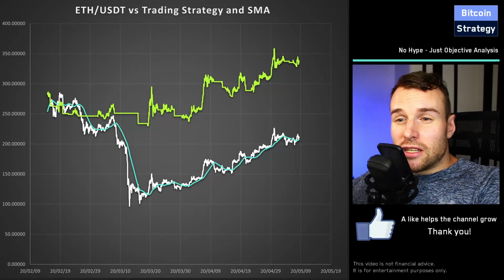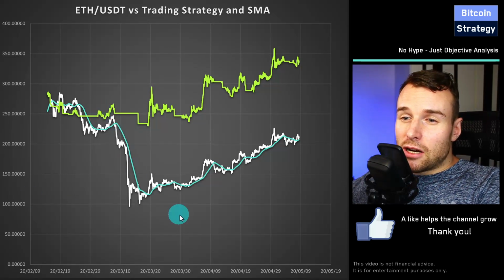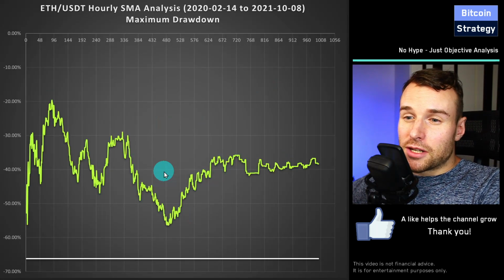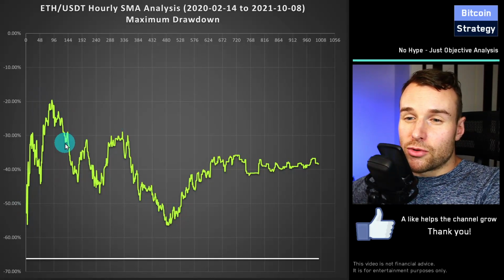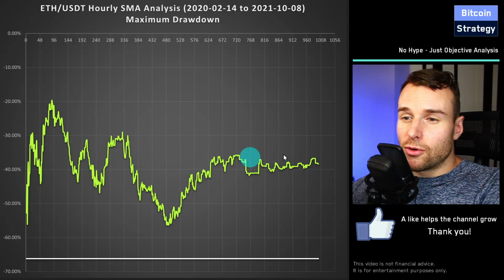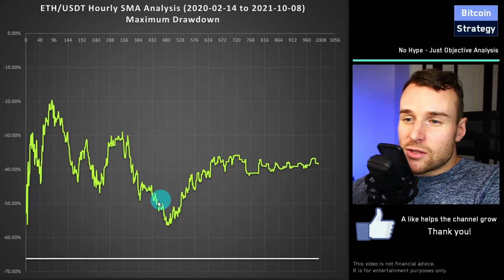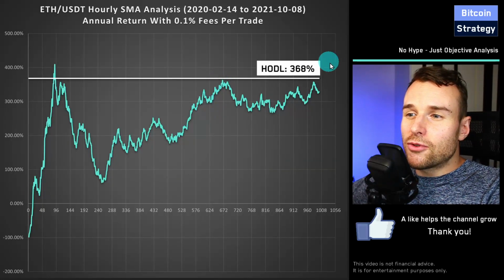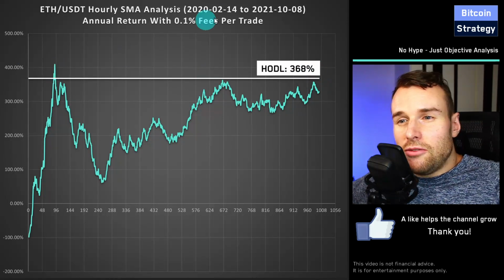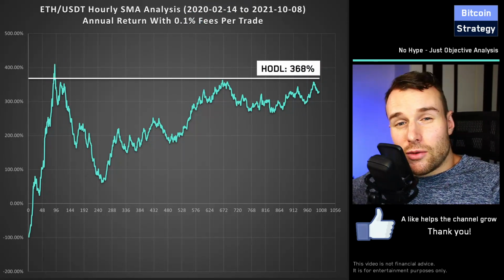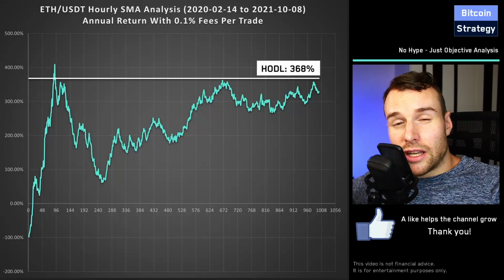So by not being invested all the time, by being outside of the market maybe half of the time, you naturally expose yourself to less risk. And that's why all of those trading strategies have less of a maximum drawdown from top to bottom of the portfolio line compared to simply buying and holding Ethereum. So we've got less risk, but in some cases we've got the same performance or even slightly better performance. So even after trading fees, the risk to reward ratio can actually be better.